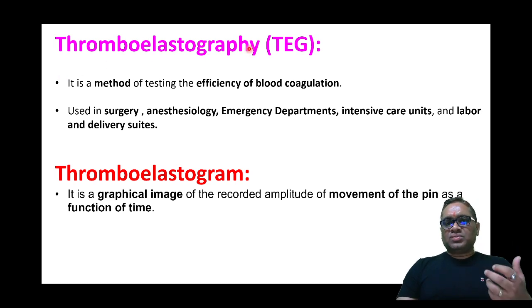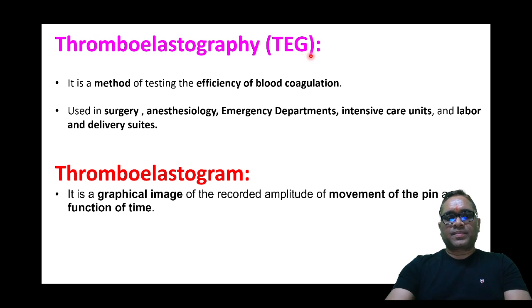So where we are going to use thromboelastography, why I said it is useful for the clinicians? Which kind of clinicians? Surgery, anesthesia, emergency department, intensive care units, and labor and delivery departments. So in all these areas you can follow up the process of coagulation by using thromboelastography. And there is a thromboelastogram. The graphical image which we are going to measure this efficiency of the blood coagulation is called thromboelastogram, right?